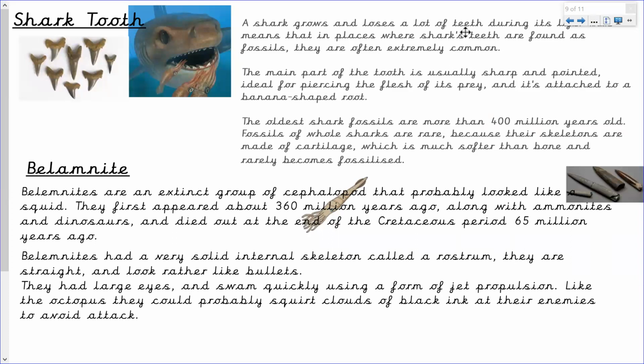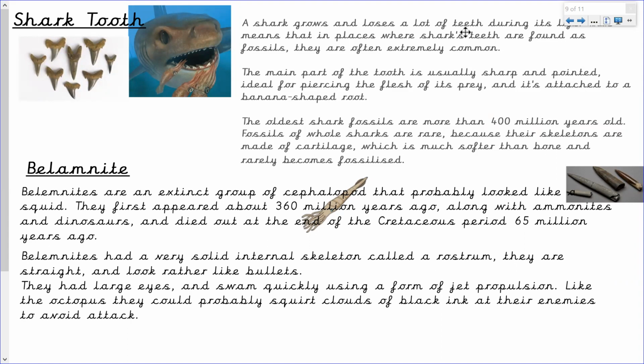Fossils of whole sharks are rare because their skeletons are made of cartilage, which is much softer than bone and rarely fossilises. So sharks don't have bones. They have cartilage, which you have in your ear. So if you feel your ear and you can feel the bendy bits in your ear, that is cartilage.